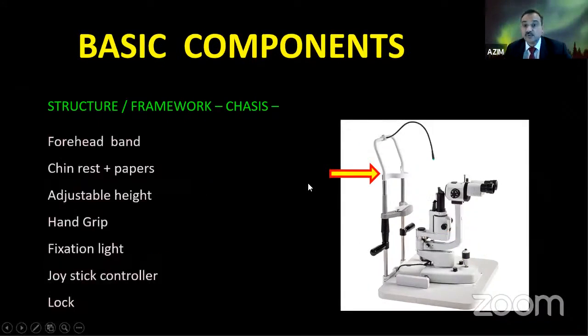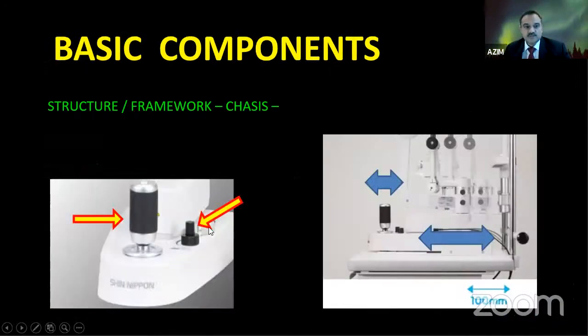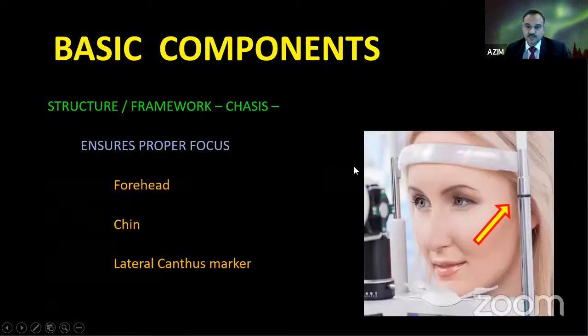The structure is made of the forehead band, where the patient rests the forehead, the chin rest, where the patient keeps the chin, the adjustable height, the hand grip for the patient, the fixation light where the patient looks at, and the joystick controller to move the slit lamp, and also the lock for the slit lamp.